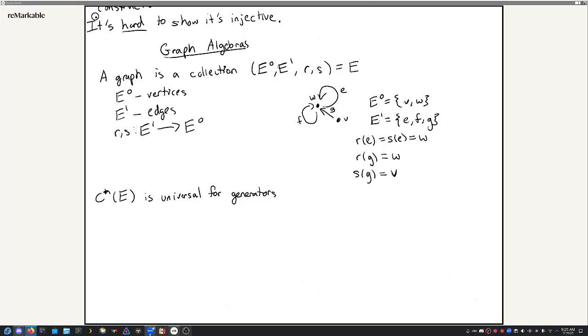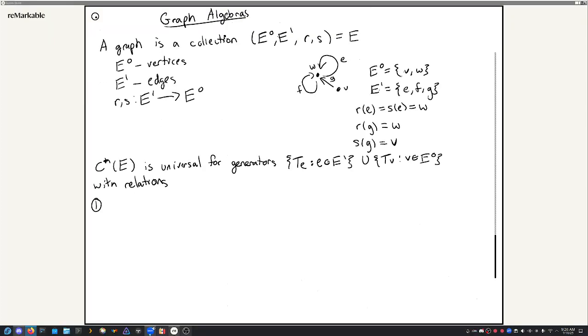So the generators are T sub E, where E is any edge, and T sub V, where V is any vertex. And the relations are given by these four rules.